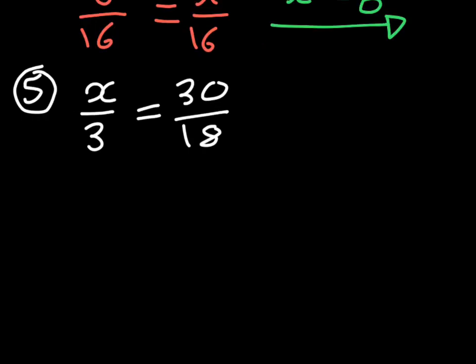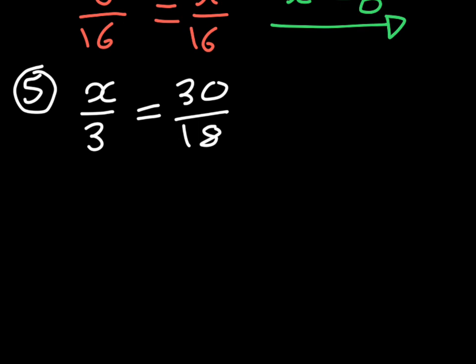For question number 5, once again, we need to find the value of x. To do that, we need to make sure that these denominators are equal. That way we will have equivalent fractions and we can easily find our value of x.